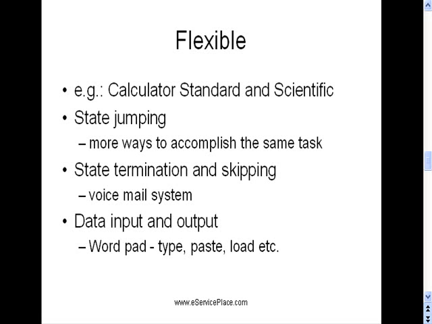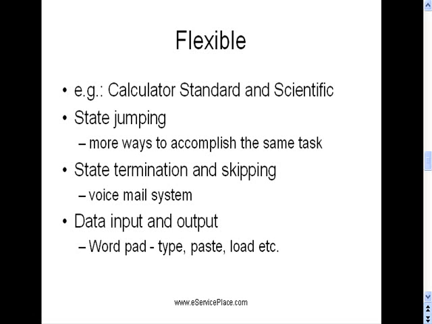State jumping, there may be additional ways to accomplish the same task, like the shortcut. So we should make sure by jumping states we are setting the state variables correctly at the destination state. State termination and skipping. In the case of voicemail, like when we click 0, we are skipping a lot of states, and we just have to make sure the system is properly initialized by reaching that end state.